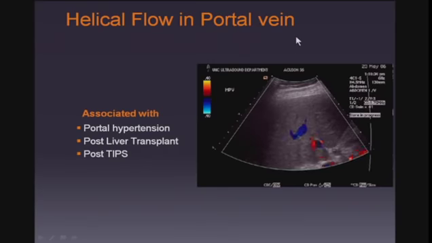This helical flow pattern is normal, but it becomes accentuated in the presence of portal hypertension, following liver transplant, and post-TIPS. So here's an example of the helical flow pattern within the intrahepatic portal vein past the porta hepatis. You see red and blue. The blue in this case does not represent reversal of flow. It just represents the blood spiraling upwards into the liver.